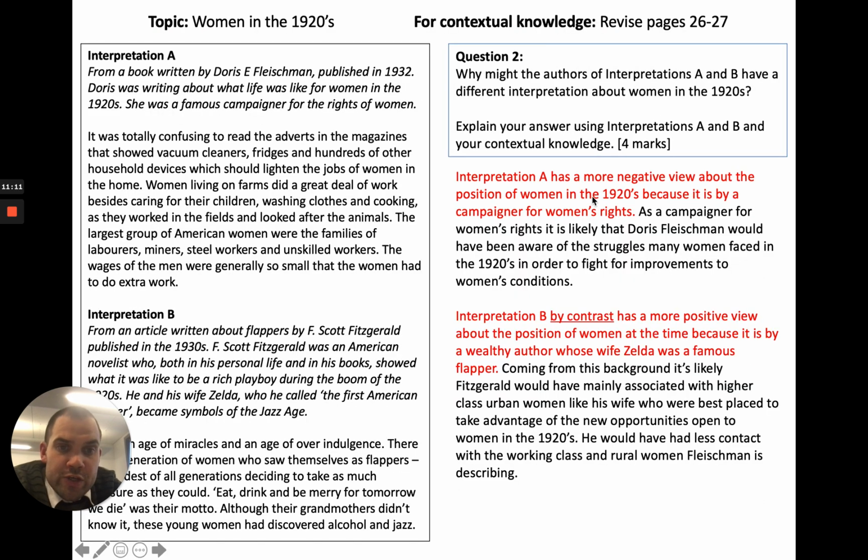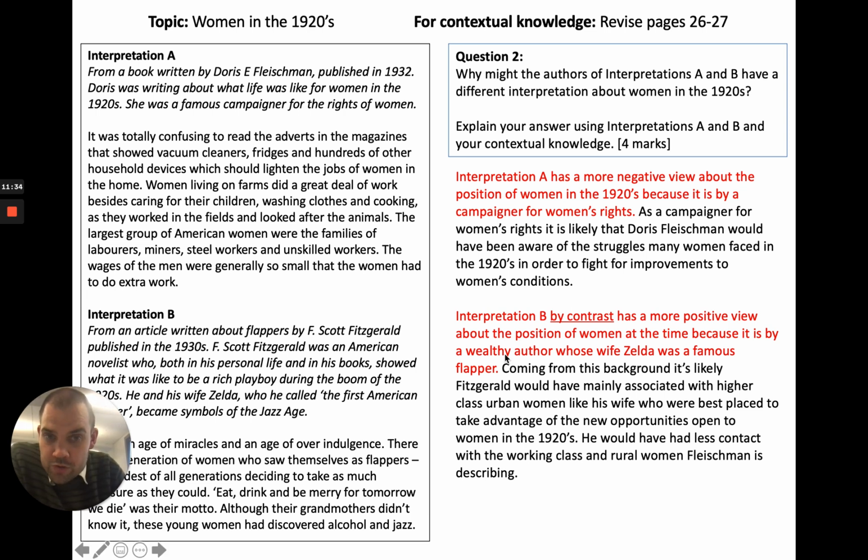So, interpretation A has a more negative view about the position of women in the 1920s because it is by a campaigner for women's rights. As a campaigner for women's rights, it is likely that Doris Fleischmann would have been aware of the struggles many women faced in the 1920s in order to fight for improvements to women's conditions. So again, I've explained why that would lead her to have a different interpretation to Fitzgerald.